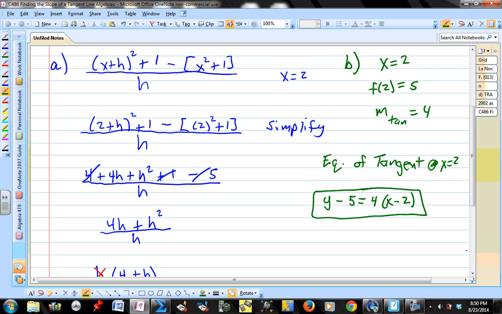Now, once again, this is one method to use without a calculator. We're going to learn other methods in class as we continue our study in calculus.